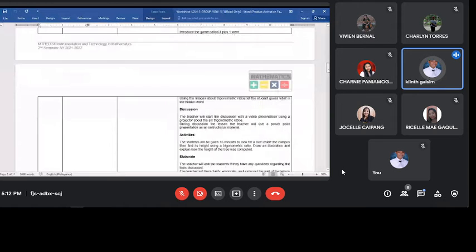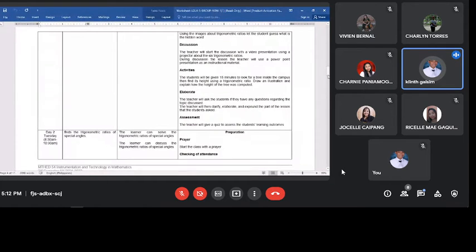Next, for our activities, the students will be given 15 minutes to look for a tree inside the campus, then find its height using a trigonometric ratio, and then draw an illustration and explain how the height of the tree was computed. Then the teacher will elaborate the discussion and ask the students if they have any questions regarding the topic discussed, and the teacher will clarify, elaborate, and expound the part of the lesson that students ask. And lastly, for the assessment, the teacher will give a quiz to assess the students' learning outcomes, and that would be all.